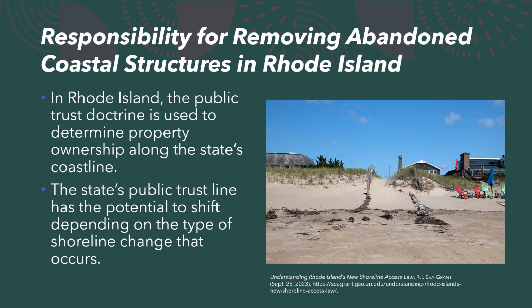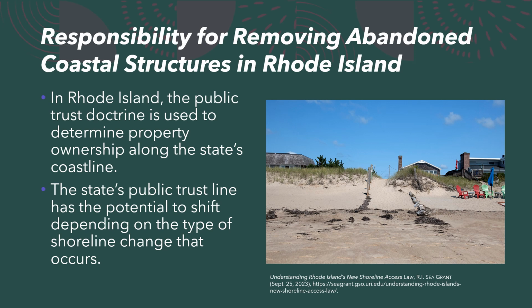The state maintains the title to most of the coastal land that is situated below the public trust line, which is located at up to 10 feet landward of the visible high tide line. And private property owners of abutting coastal land maintain the title to all coastal land that sits shoreward of the visible high tide line.